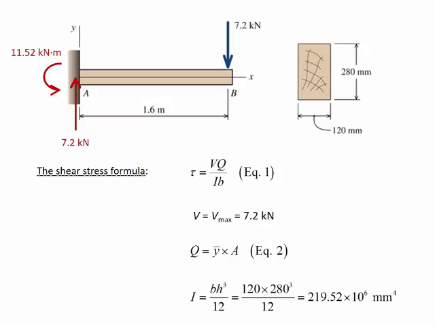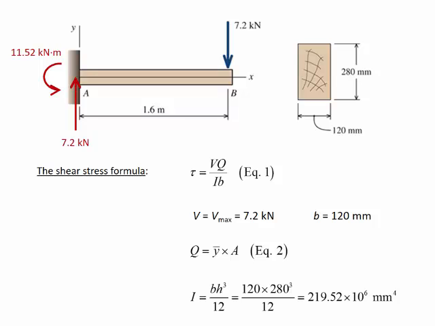The moment of inertia with respect to the bending axis here is bh cubed over 12. We have a rectangular cross-section. The b would be the dimension parallel to the bending axis. In this case, the bending axis is the z axis, and h is the dimension perpendicular to that axis. So we substitute the values and we find that this cross-section has a moment of inertia of 219 million millimeters to the fourth. And finally, b, the width over which the shear stresses are distributed, is 120 millimeters.